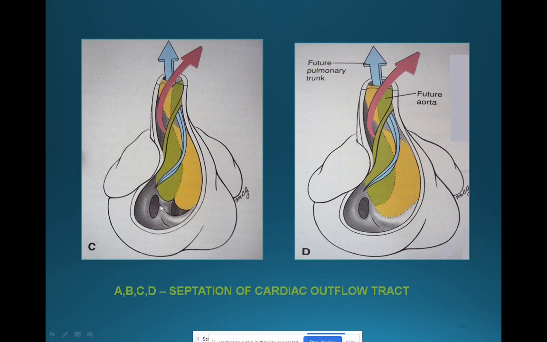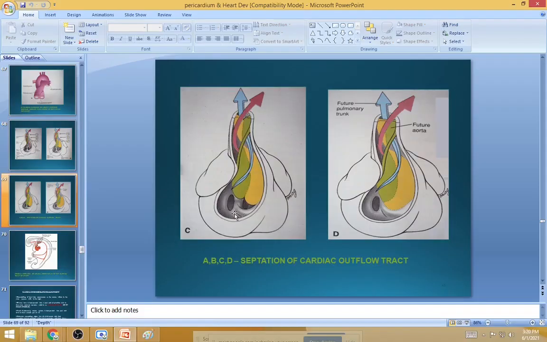So the whole of the conotruncal septum, the endocardial cushions, and the muscular part of the interventricular septum help in formation of the outflow. The interventricular septum thus has three components: muscular component, endocardial component, and the conotruncal component. And lastly, the gap between them, it's usually asked, is filled by the proliferation or outgrowth from the inferior endocardial cushions. So this is how the septum is formed in the ventricles.